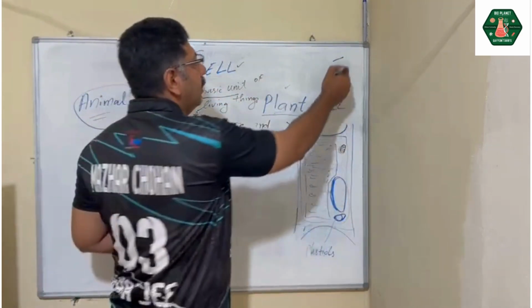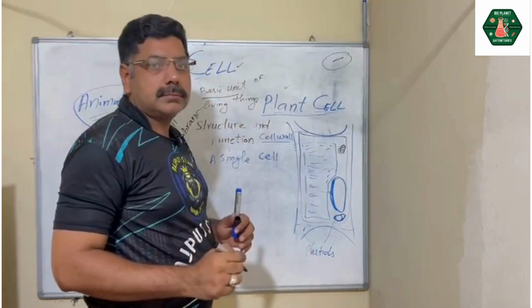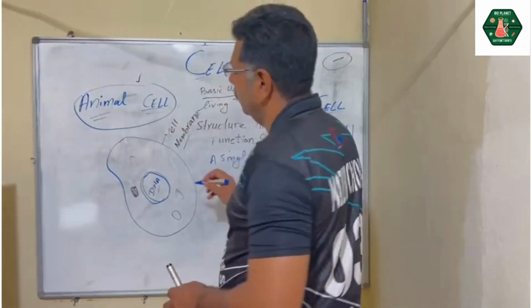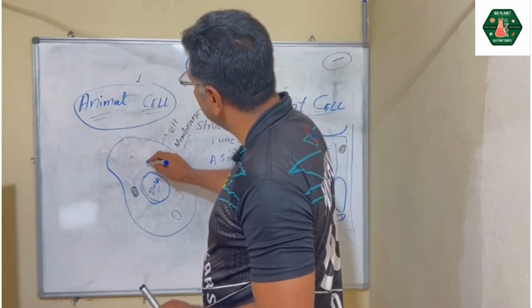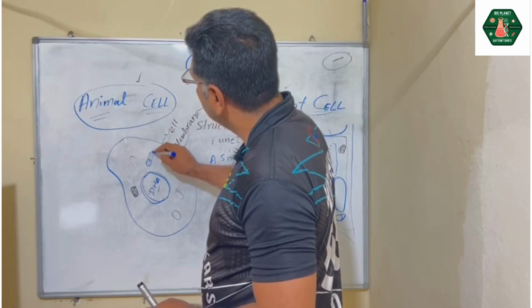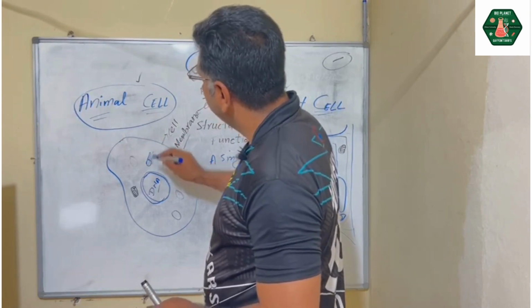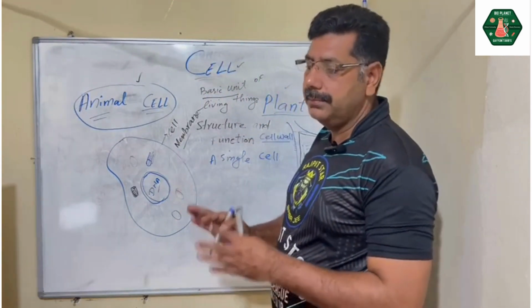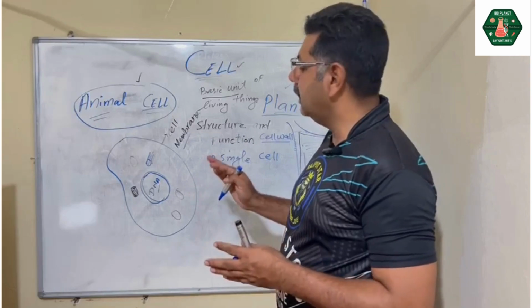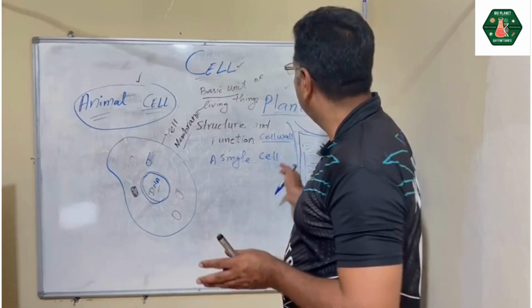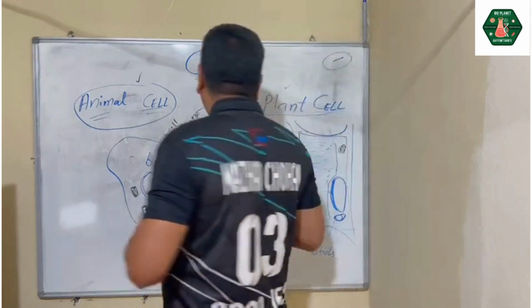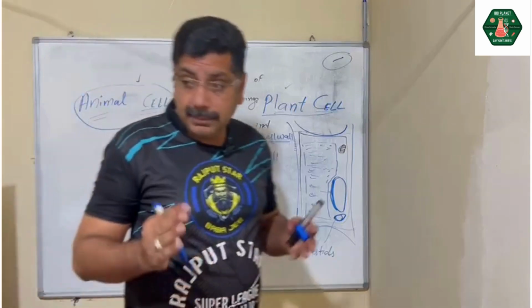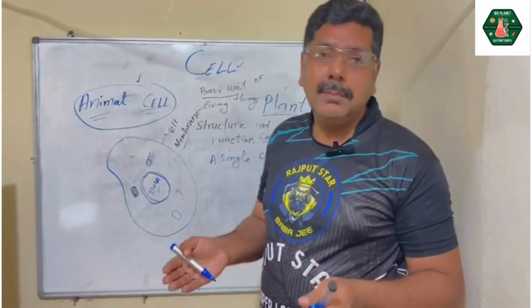Next, if we continue our differences between animal cell and the plant cell, we know that in the plant cell there are no centrioles, but in the animal cell there are centrioles, the cell dividing helping structures, that help to divide the cell at the time of mitosis or meiosis. But in plant cells there are no centrioles. In one they are absent, and in the other they are present.